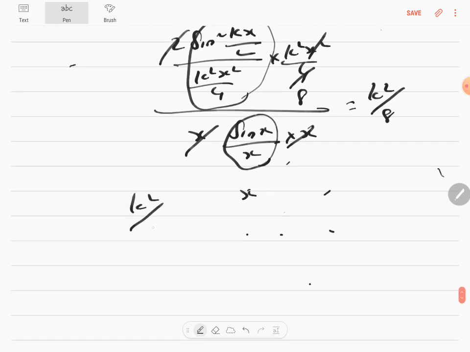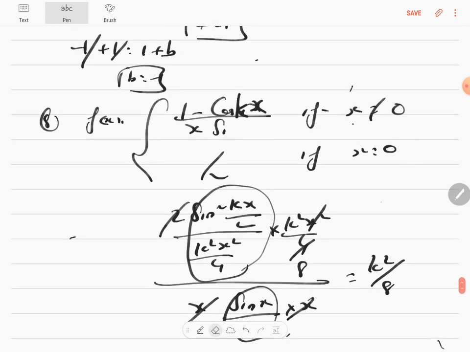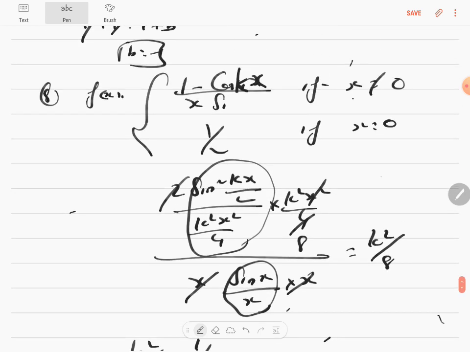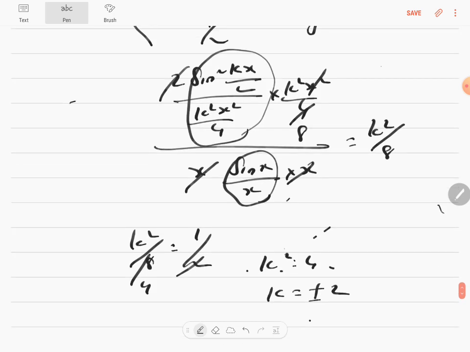Therefore the left hand limit should be equal to the value at that point, which is 1 by 2 here, correct? So equate them: k square is equal to 4, k is equal to plus or minus 2. I wrote the sum wrongly, I thought it's 4x, it's kx. Are you clear? So let's go to the next sum.